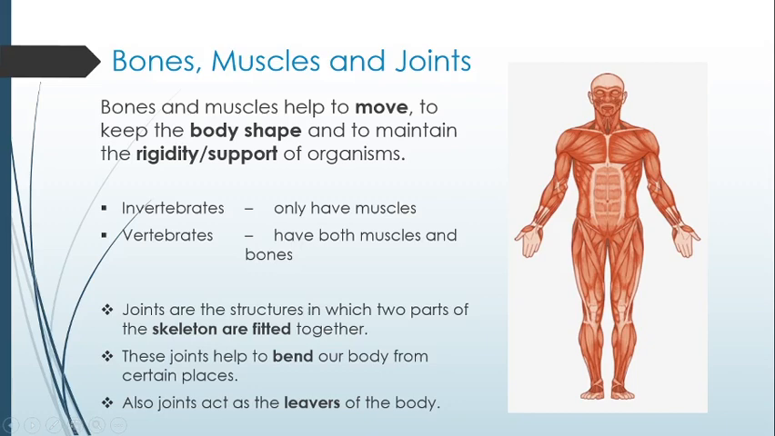Joints are the structures in which two parts of the skeleton are fitted together. It means two parts of the bones join each other in joints. These joints help to bend our body at certain places. Also, joints act as the levers of our body.